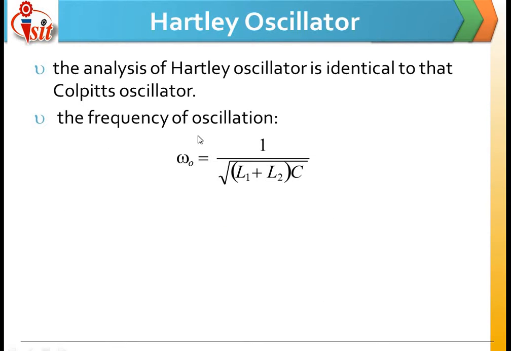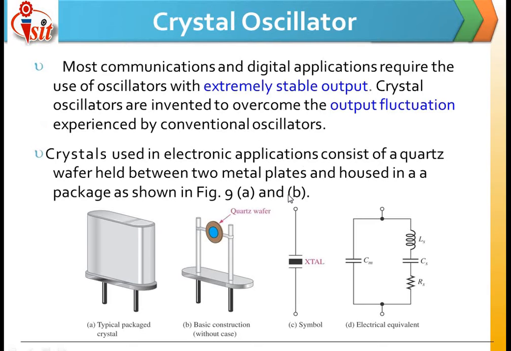For that Hartley oscillator, just see over here, omega is equal to 1 divided by the square root of (L1 plus L2) into C. Then the crystal oscillator is one of the types related to our LC oscillator. This is the third type related to our LC oscillator, in which the L component is present, the C component is present, along with that R and Cm components are also present over here.